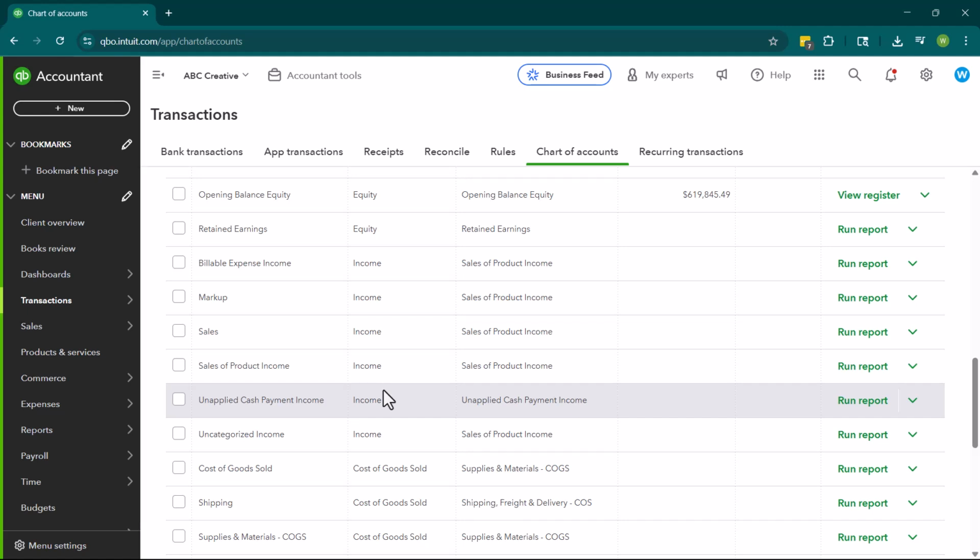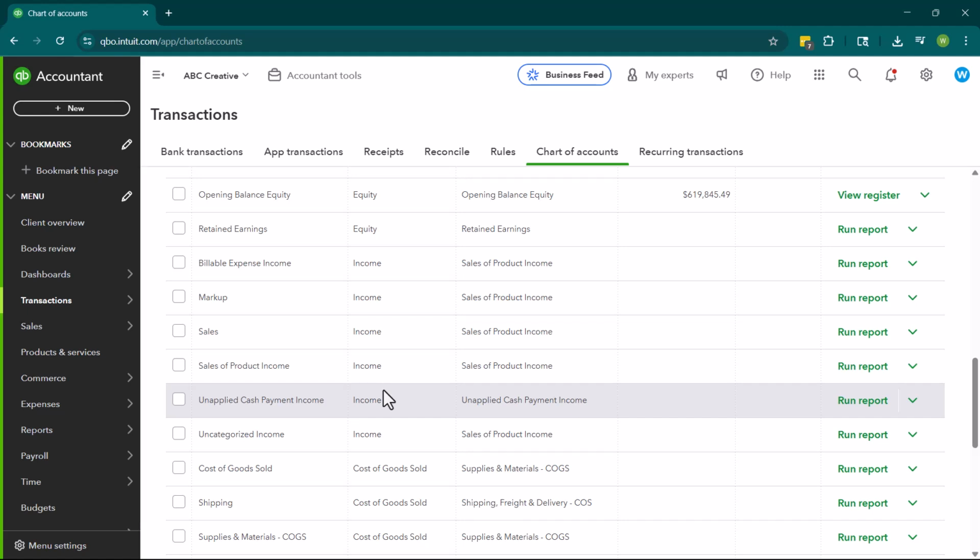That's important. If you have a client who leaves a deposit or something and you record it as a received payment, but there's no invoice, it's going to sit in this unapplied cash payment income on a profit and loss report that is run on an accrual basis.